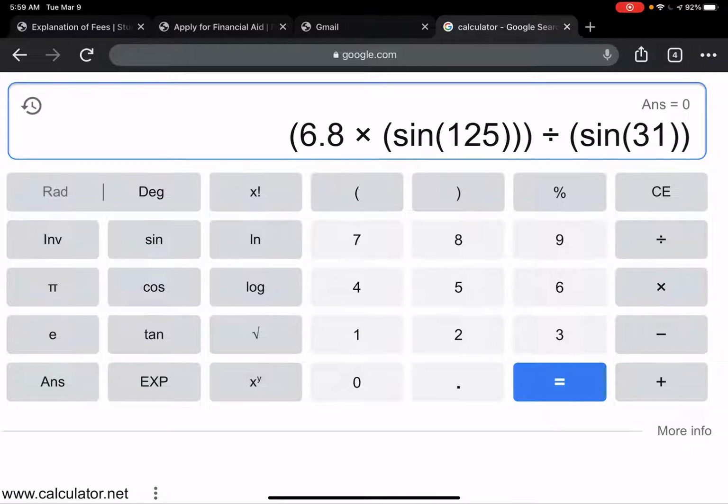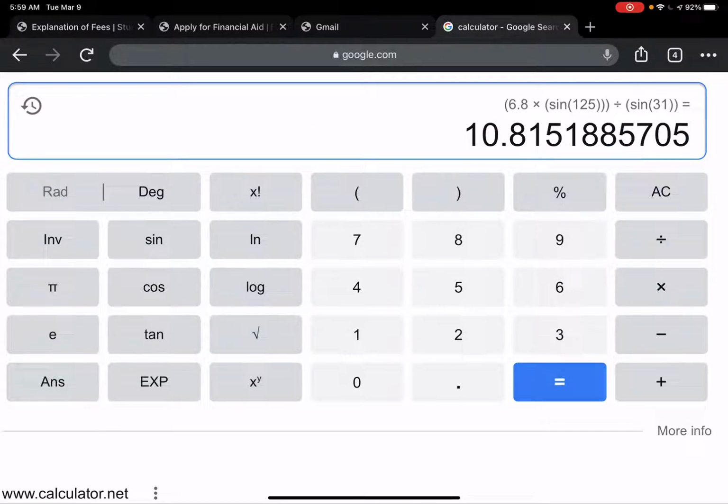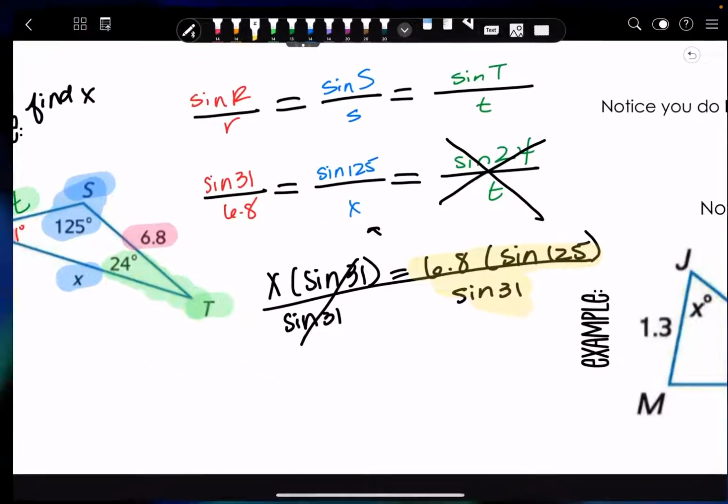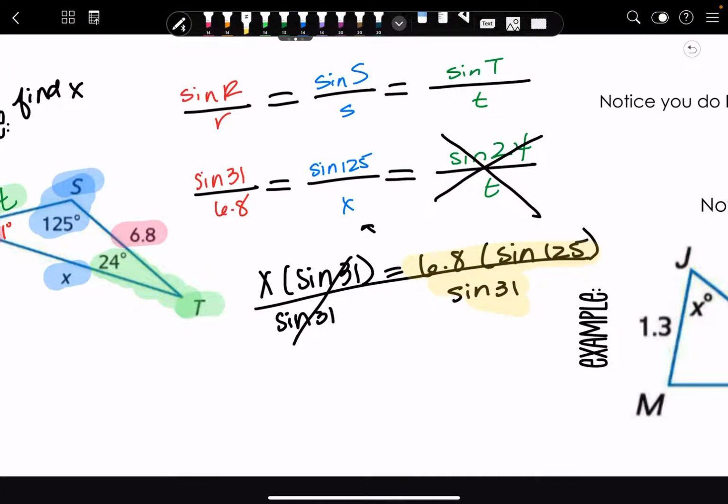Now I'm going to calculate that, and that gets me around 10.8. We'll just have you round to the nearest tenth here. So you should get that x is approximately 10.8. And so even though it wasn't a right triangle, you were able to figure out that side length.